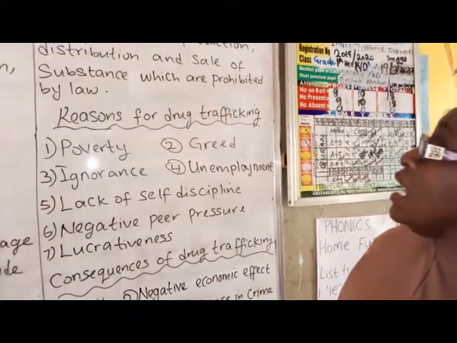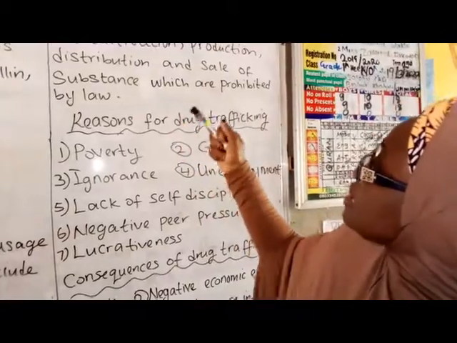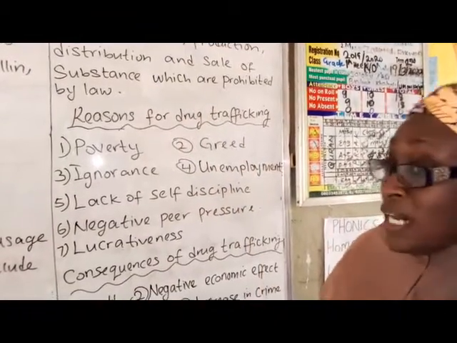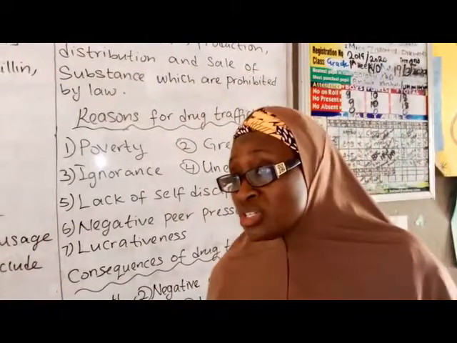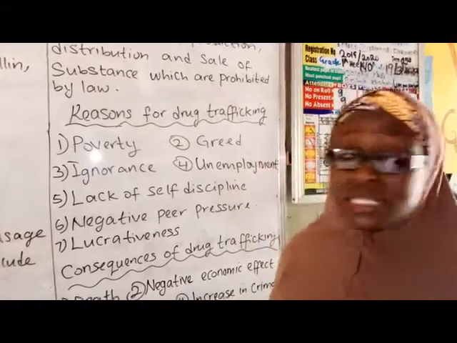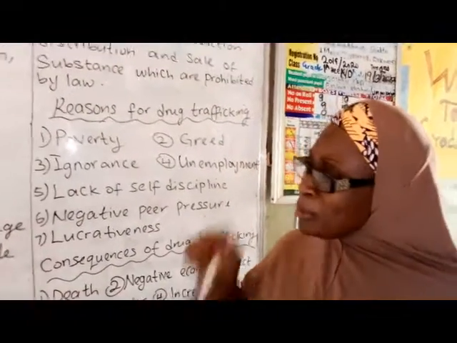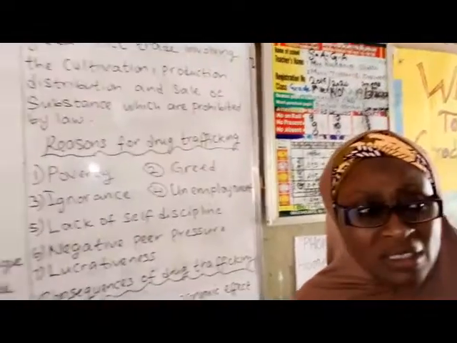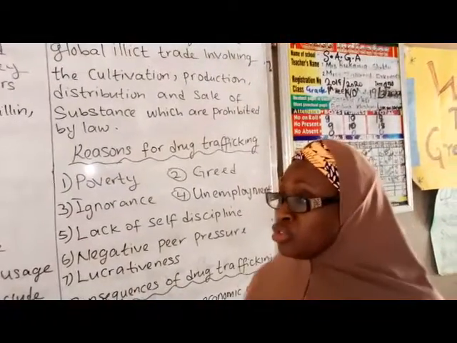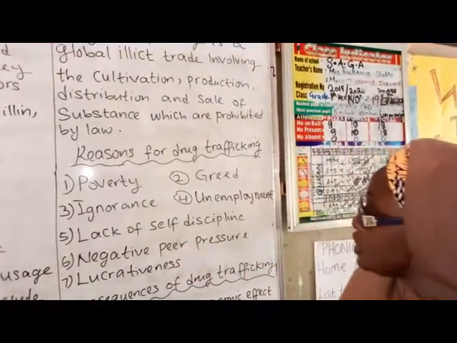So these illegal drugs are sold to people for usage, and as you know, all these things have a negative effect on that user, as you have said. So why do people go into drug trafficking? There are a number of reasons why people go into drug trafficking. Some are listed out here.